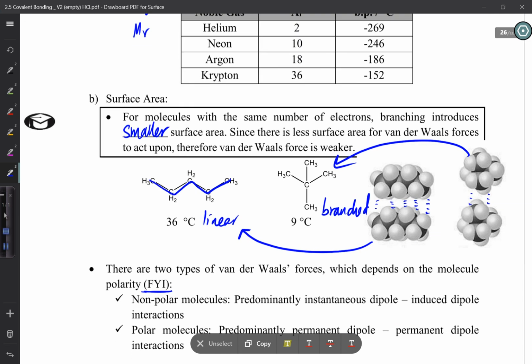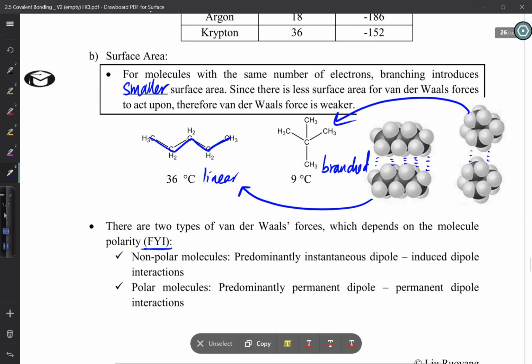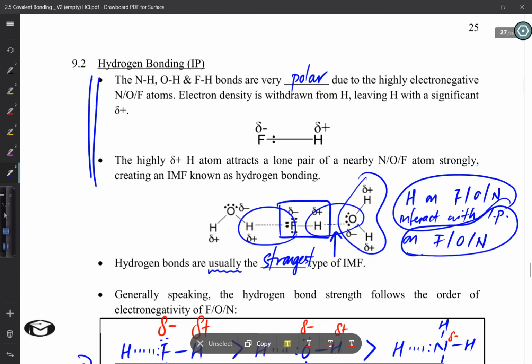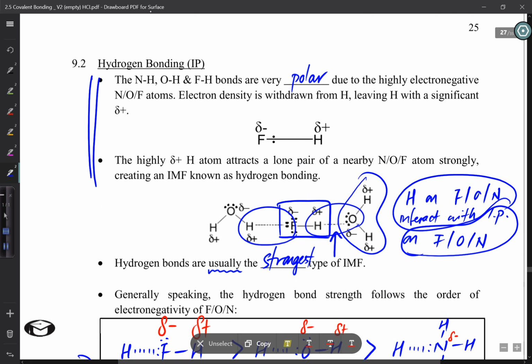Alright. So the next thing that affects van der Waals is surface area. A larger surface area gives rise to a greater surface area for the van der Waals force to act upon. And then the next intermolecular force of attraction that we talk about is hydrogen bonding. And I mentioned that only molecules which contain H bonded to F, O or N can undergo hydrogen bonding with another molecule of itself.